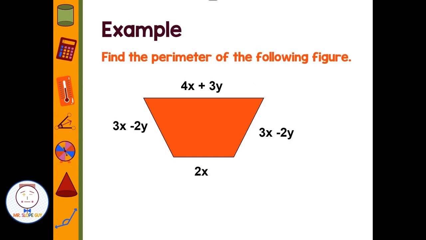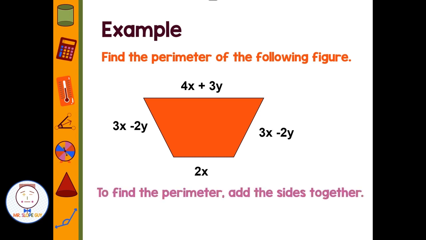All right, let's apply what we know about adding and subtracting to a word problem. We have find the perimeter of the following figure. Well, we have a trapezoid. How do we find the perimeter of a trapezoid? Well, to find the perimeter, we're just going to add all the sides together. We're going to take this side plus this side plus this side plus this side, add all the sides up, and we get the perimeter.